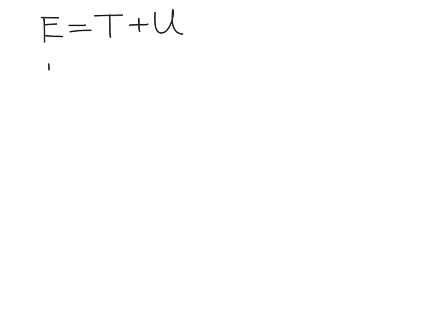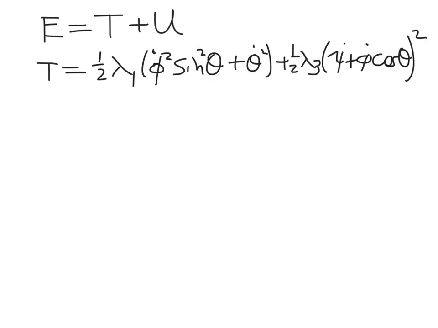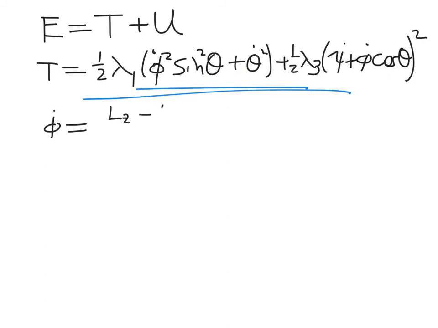Recall that the kinetic energy is quite a lengthy expression. I'll write it out here quickly. Okay, so here's the kinetic energy. Remember that we can write phi dot in terms of the angular momentum components along z and the E3 axis. So phi dot can be written as this. And this is true whether or not theta is a constant. So this expression holds even if theta is not constant.